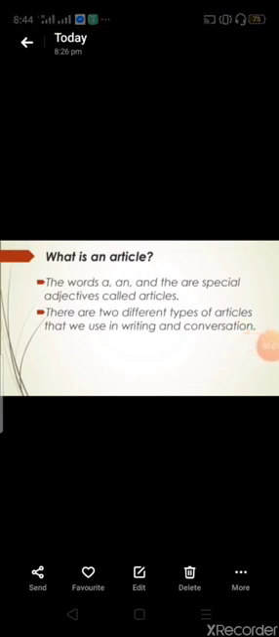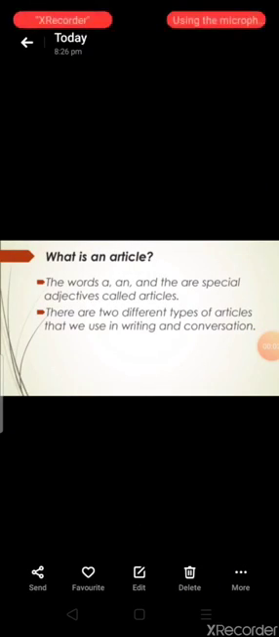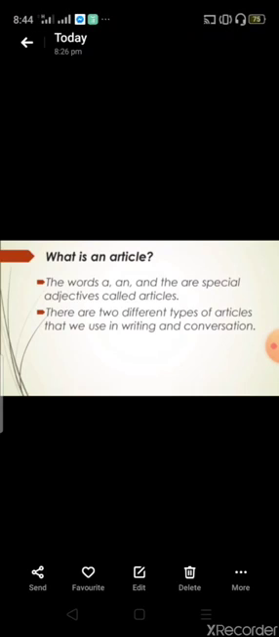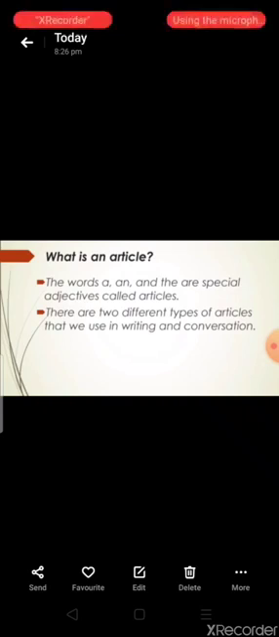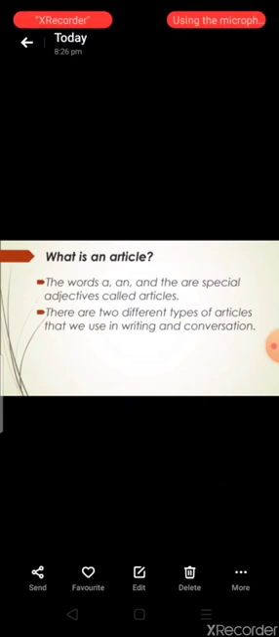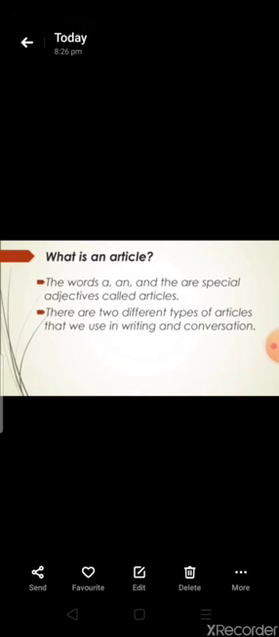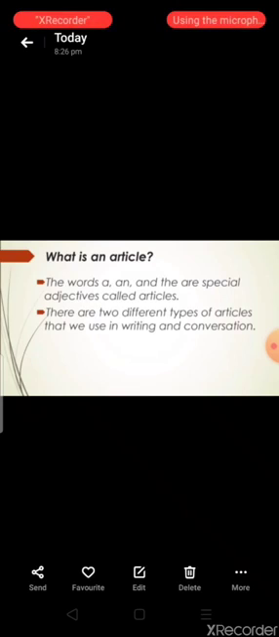What is an article? Articles are the words that modify the meaning of nouns and are used before them. Write down in your copy also. Articles are the words that modify the meaning of nouns and are used before them. The words a, an, and the are special adjectives called articles.